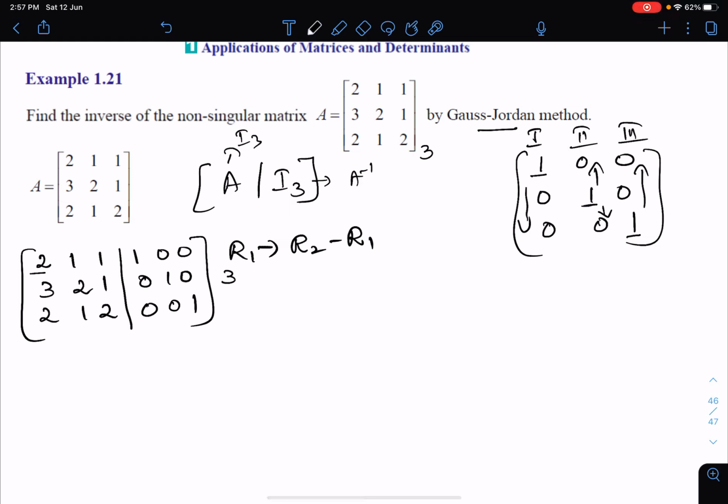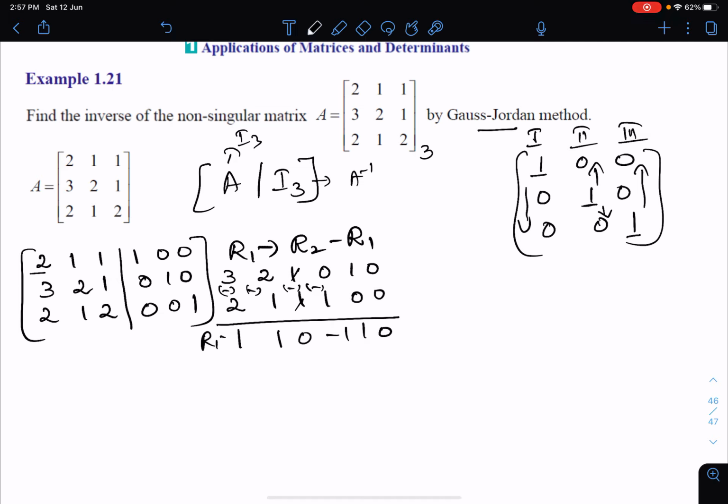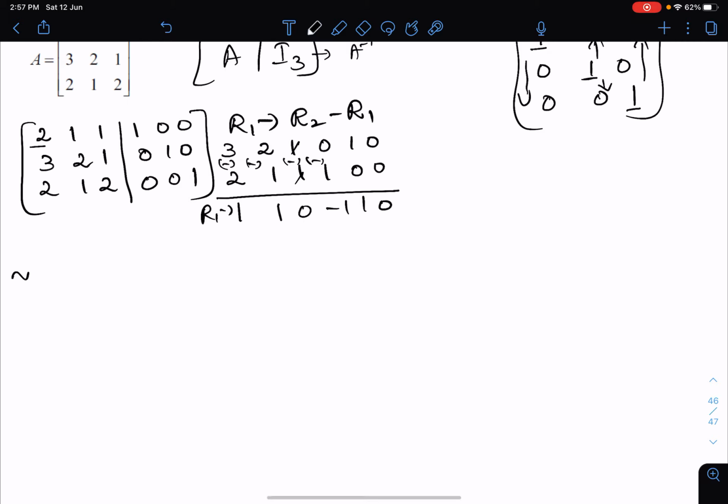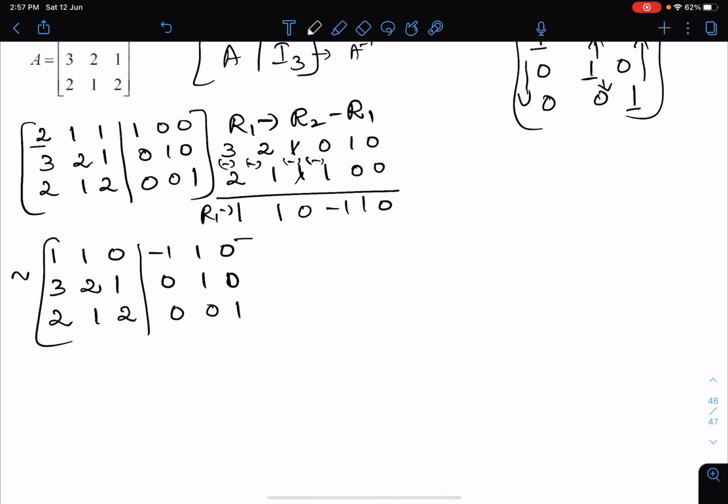What is our R2? 3 2 1 0 1 0, and our R1 is 2 1 1 1 0 0. Subtracting, change the sign throughout. You will get 1 1, this will get cancelled, 0 minus 1, 1 and 0. This is going to be our R1. So our equivalent matrix is going to be R1: 1 1 0 minus 1 1 0. The second row remains the same, and the third row also remains the same. So this is the equivalent matrix.